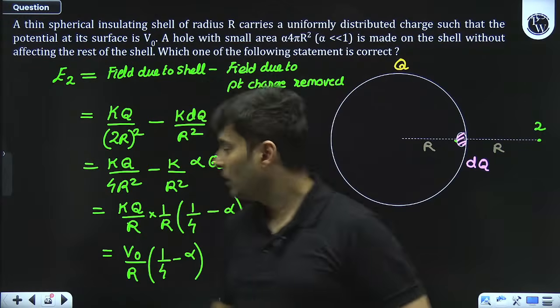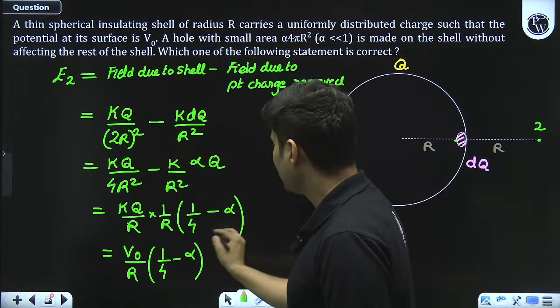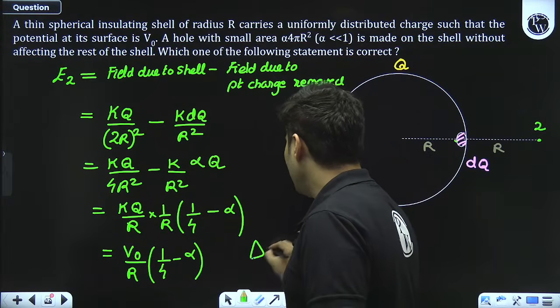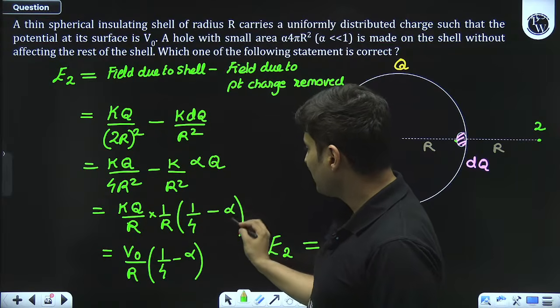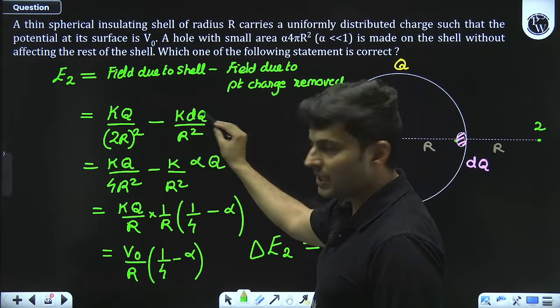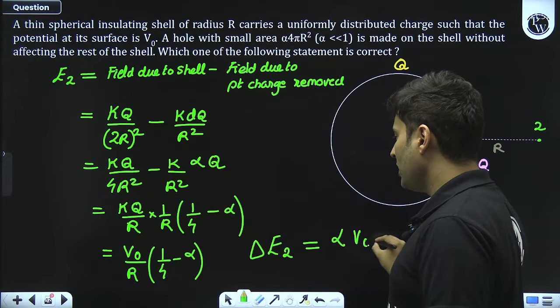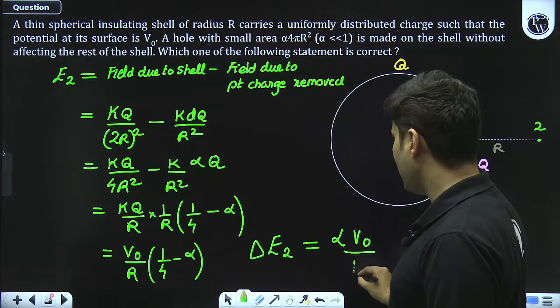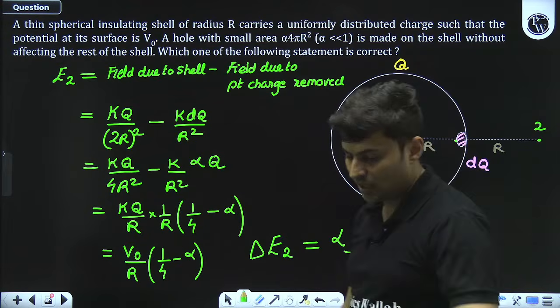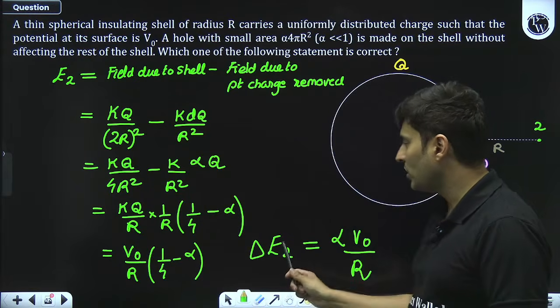Yes, everyone? Awesome. So if you notice, the reduction, delta E2, the change which has happened, is because of this extra term which has come. This has caused that reduction, and that reduction is nothing but alpha v naught by r. Just check this out. Alpha v naught by r is the one which is causing that reduction.